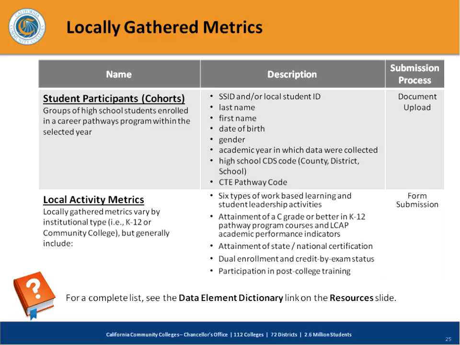One has to do with the student participants themselves, who are the individual students that are part of this pathway program. And then the second grouping of metrics that you'll be uploading are basically different types of activities that have been identified by CDE. These fall into categories of 6 different types of work-based learning and student leadership. There are some measures that we just have to be done locally, like whether students got a C grade or better in every course in the pathway program, as well as whether students attained their LCAP academic performance indicators, state and national certification, dual enrollment and credit by exam, and participation in post-college training.